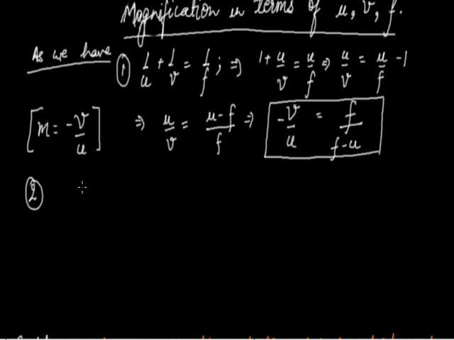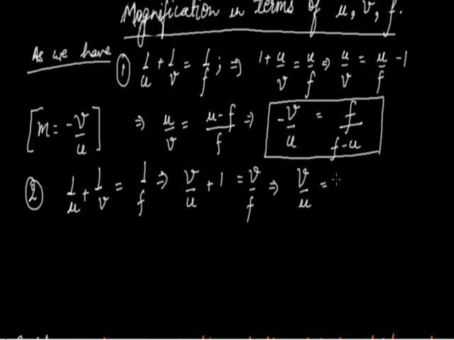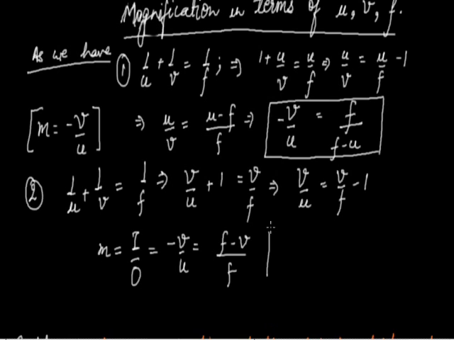Also, we have another case. Here, if we multiply the mirror formula by V, that is the image distance, we can get V upon U plus 1 is equal to V by F. Rearranging this equation, we'll get V by U is equal to V by F minus 1, and for getting it in the form of magnification, we'll give it the form minus V upon U is equal to F minus V upon F. And here we are with another form of the relationship between magnification, the focal length and the image distance.